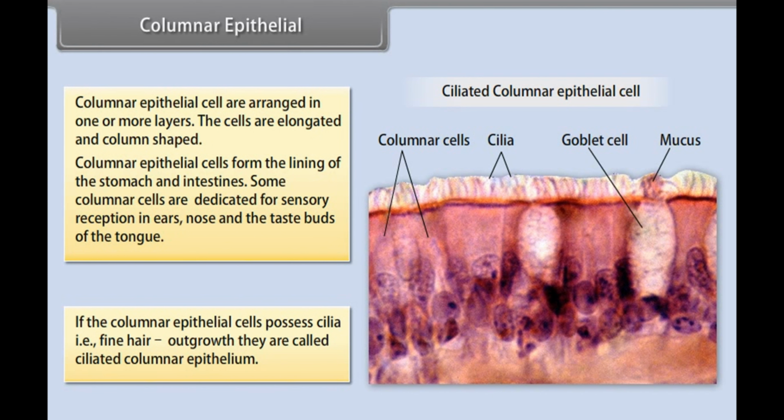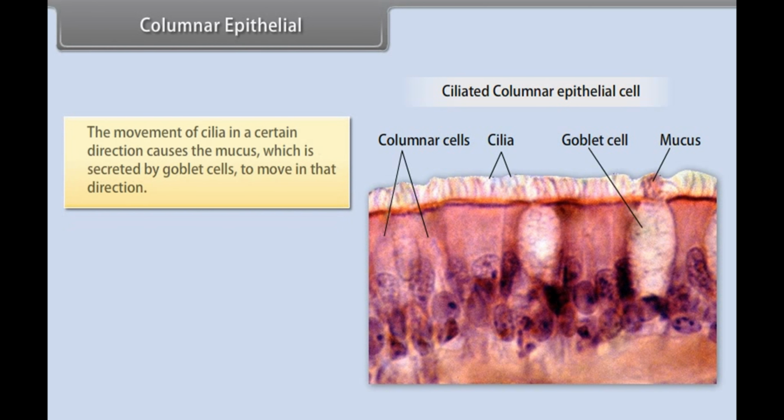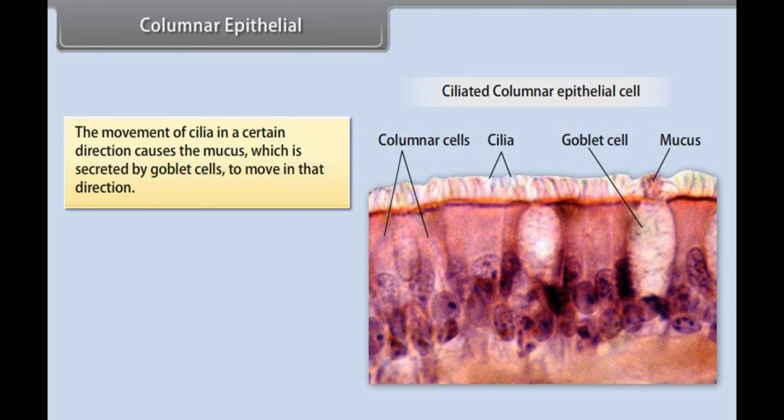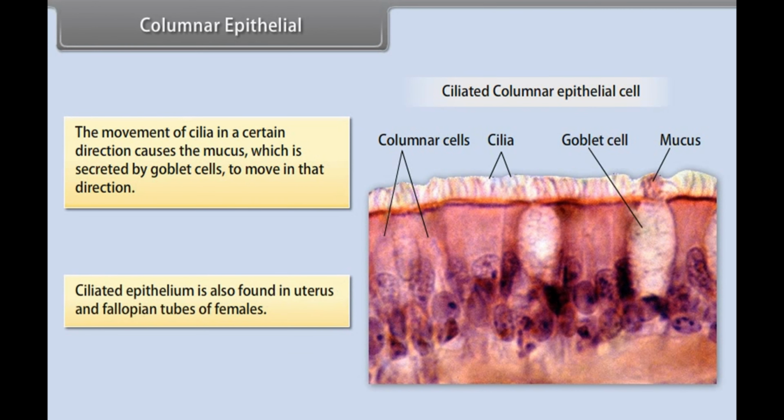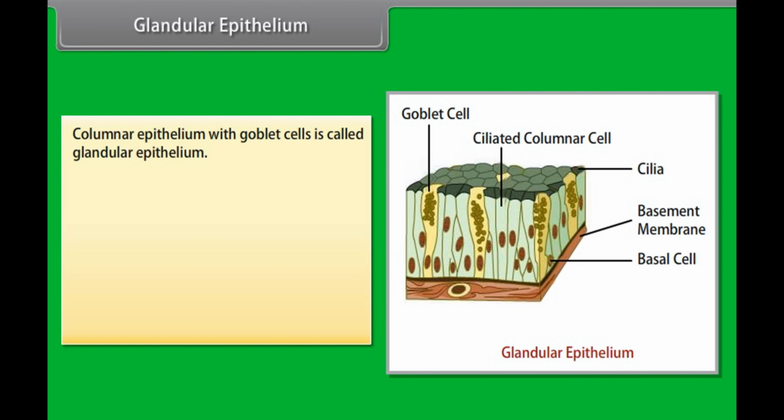If the columnar epithelial cells possess cilia, that is fine hair outgrowth, then they are called ciliated columnar epithelium. The movement of cilia in a certain direction causes the mucus, which is secreted by goblet cells, to move in that direction. Ciliated epithelium is also found in the uterus and fallopian tubes of females. Glandular epithelium. Columnar epithelium with goblet cells is called glandular epithelium.